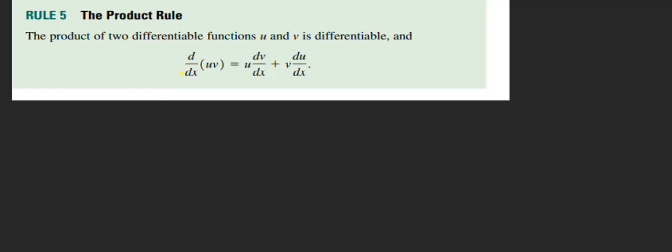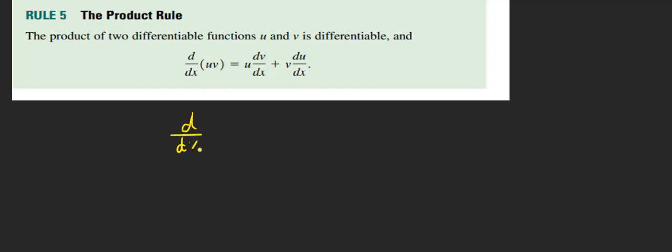In this video, we're going to continue to look at the rules of derivative. And now we're going to look at the product rule. The product rule says, let's say u and v are differentiable functions, and they're connected by product. So derivative of uv will be u times the derivative of v with respect to x plus v times derivative of u with respect to x. So in other words, you could rewrite it like this.